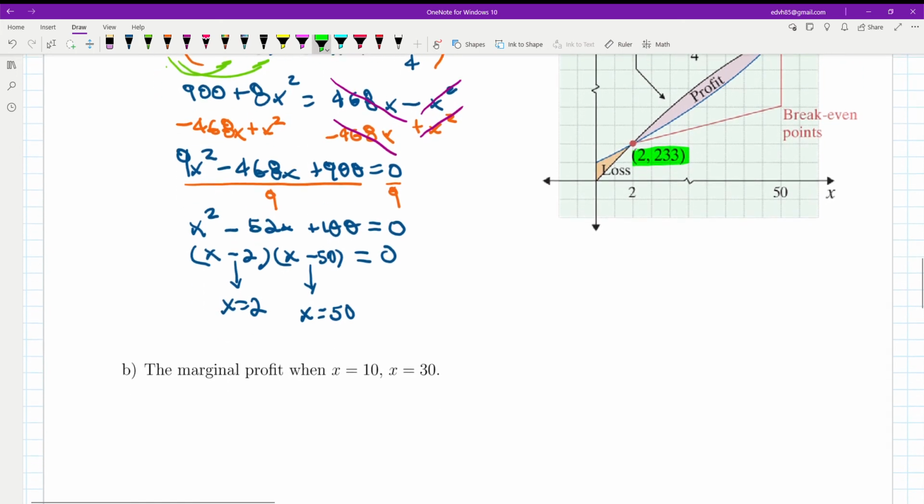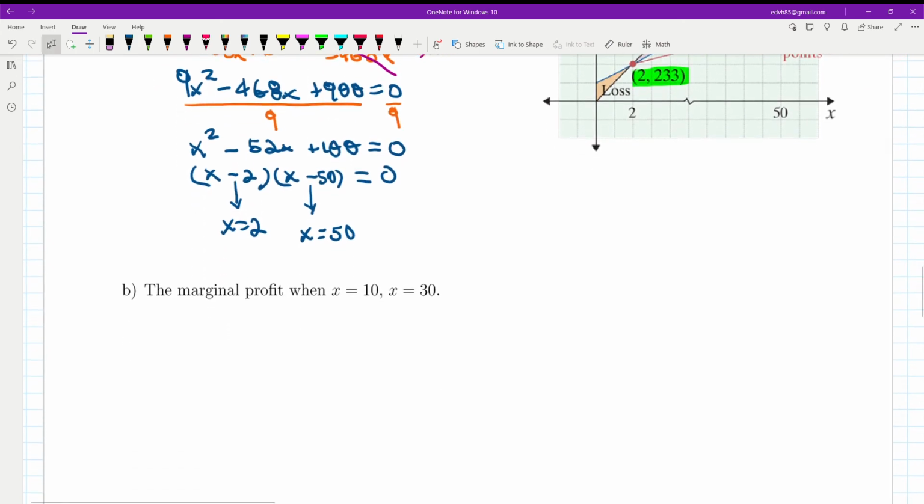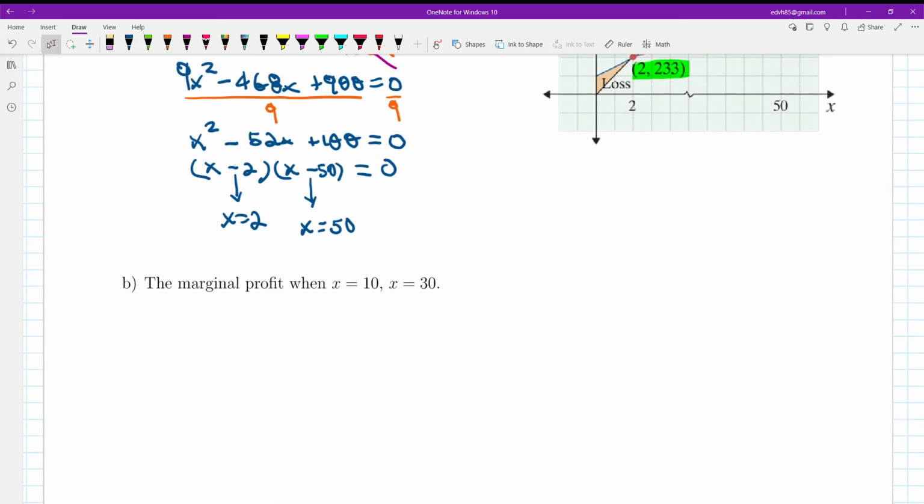So let's find the marginal profit when x equals 10 and x equals 30. Number one, we need a profit function. To find the profit function, P of x, what we need to do is subtract the cost from the revenue, that is revenue minus cost.